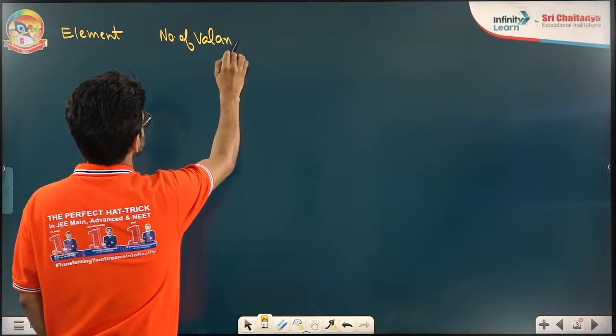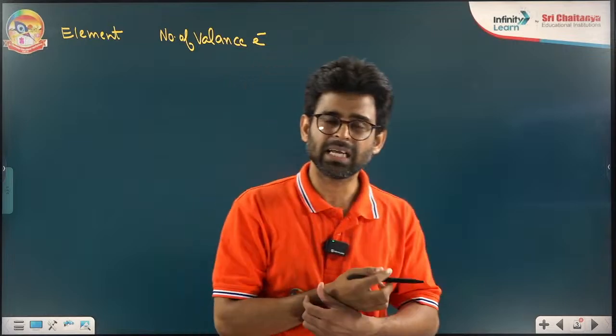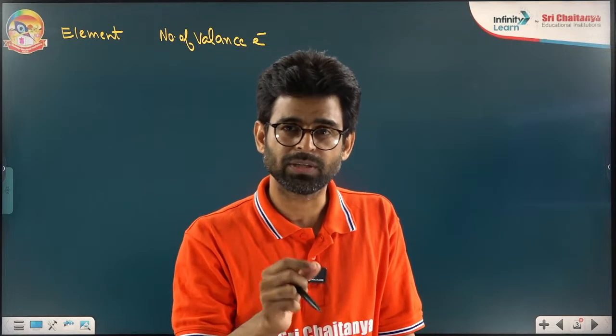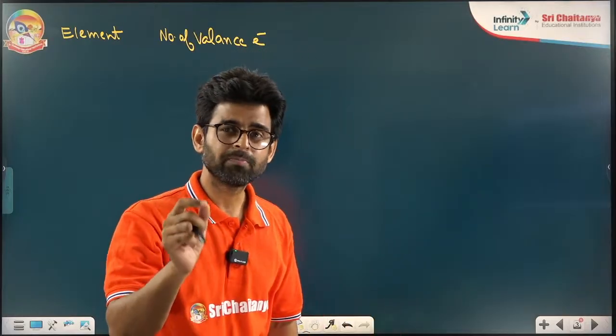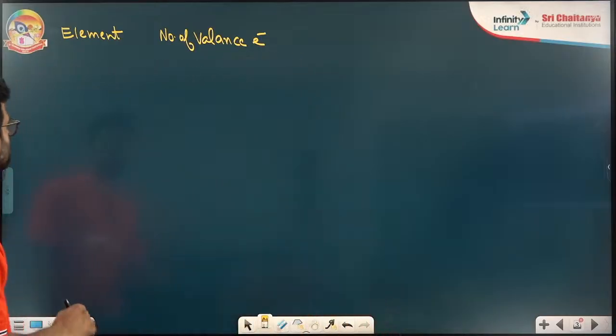Number of valence electrons means electrons present in the valence shell, the outermost shell, right? Okay. You have to predict the group number. From that you can easily tell the valence electrons without even writing the configuration, right, bacha? Clear? So I'm taking the example here.